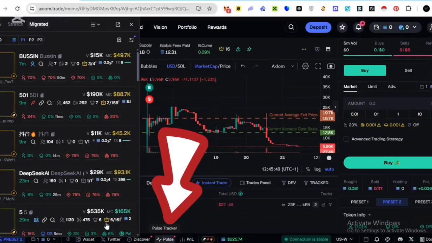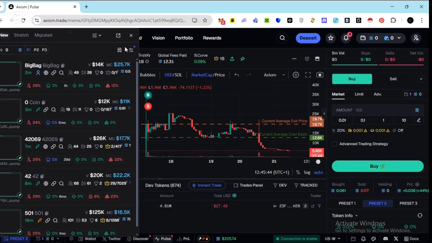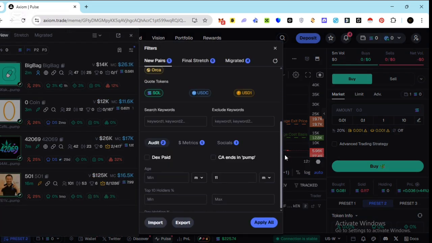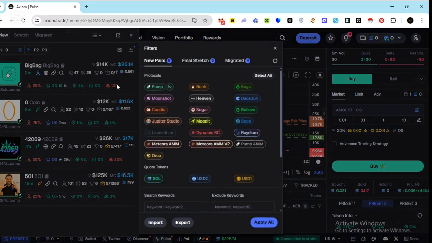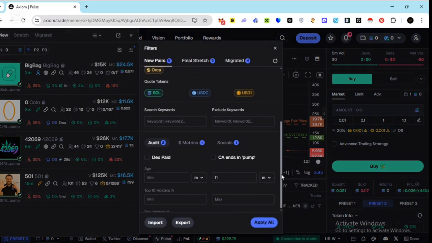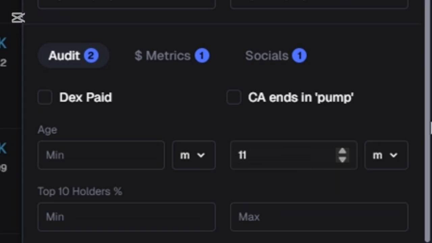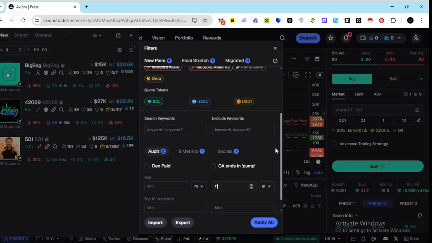So the first thing you have to do is to go to Axiom and click on Pulse. And then it will take you to this section. Click on that dropdown right there. It will bring up this dashboard right here. Now what we want to trade is just New, but you can apply this setting to both Stretch and Migrated. Now make sure when you click on Audit, put the timer to 11 minutes.